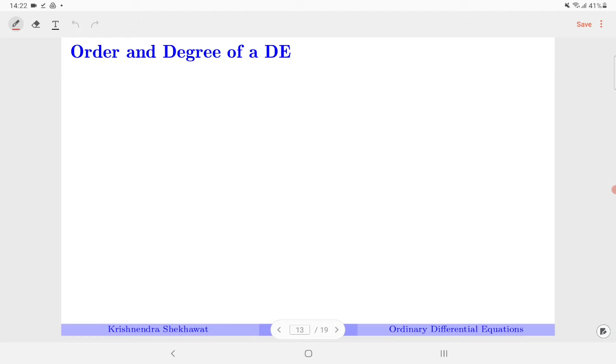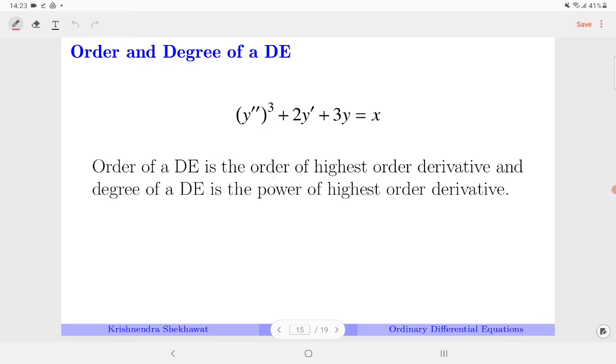Order and degree of a differential equation. Let us consider this example. This is a second order differential equation whose degree is 3. The order is the order of the highest order derivative, which is 2, and the degree is the power of the highest order derivative, which is 3. We are mainly interested in order because we are going to talk about first order and second order differential equations.